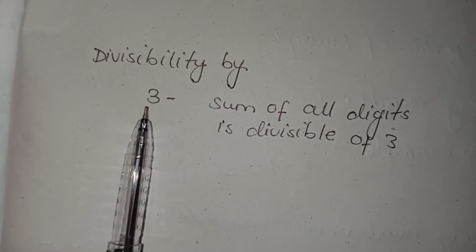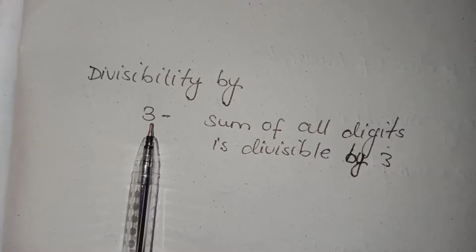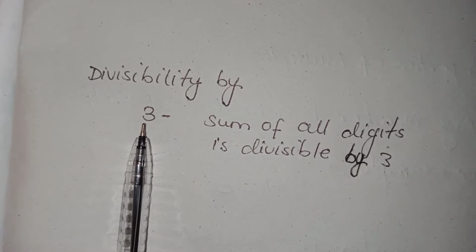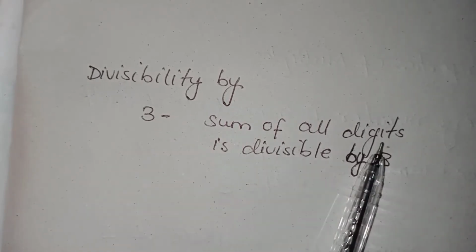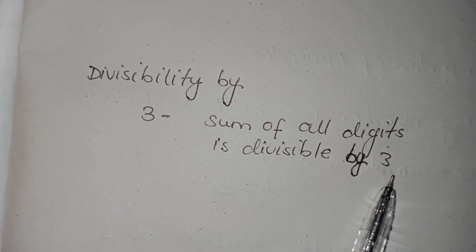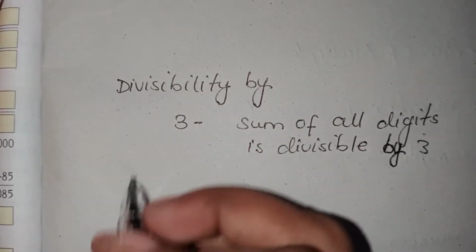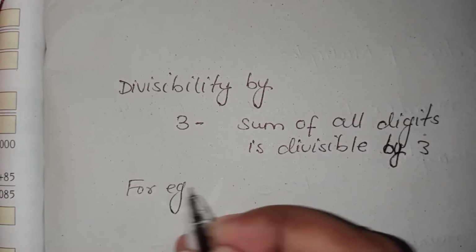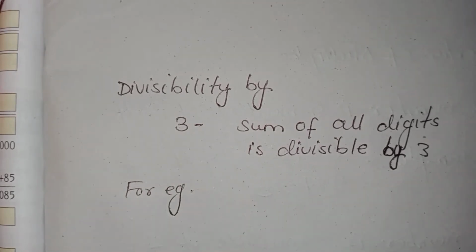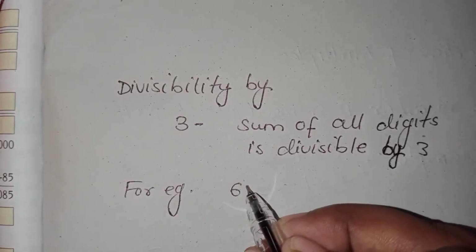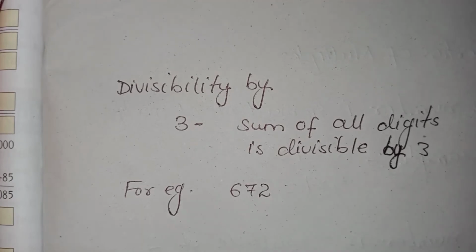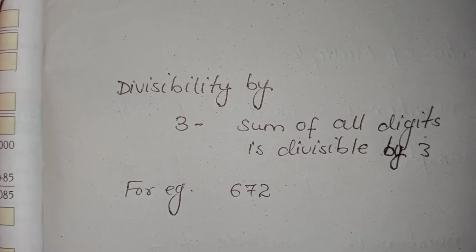Okay. So how to know whether the number is divisible by 3 or not? What you have to do is add all those digits, and whatever the sum you get after adding, it should be divisible by 3. Okay. So what is written here? Sum of all digits is divisible by 3. Okay, so for example, to know whether the number is divisible by 3 or not, what you have to do? Here I am taking 672. This is the number, and I want to know whether this number is divisible by 3 or not.